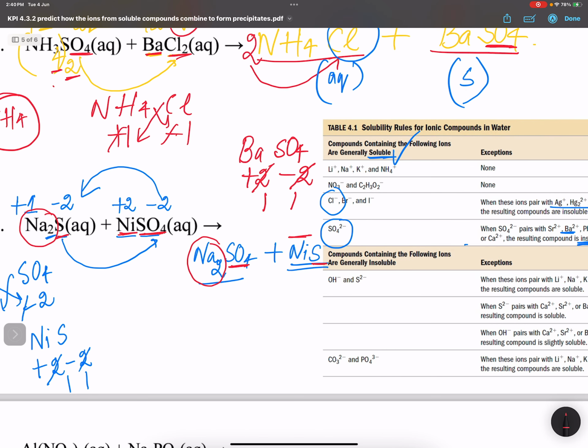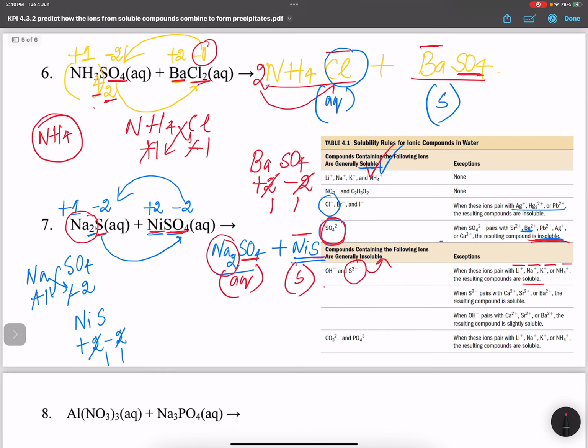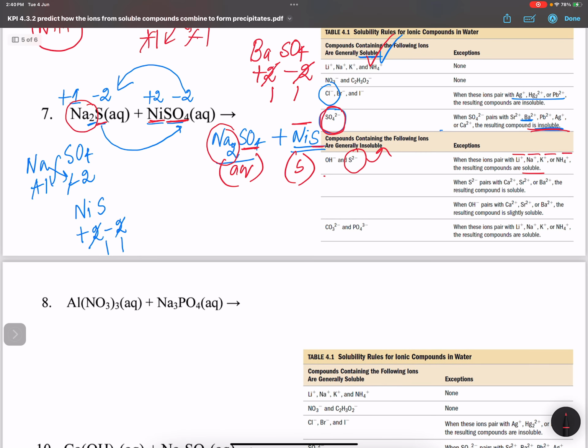So Na2SO4, SO4 is here. They are soluble, so it's not an exception. So it's going to be aqueous. Sulfide, it's here, they are insoluble, but if it is with any one of them, it's soluble, so it's not going to be soluble here. So this will be my precipitate. Hope this is quite clear to you. So pause the video and try to solve this one.